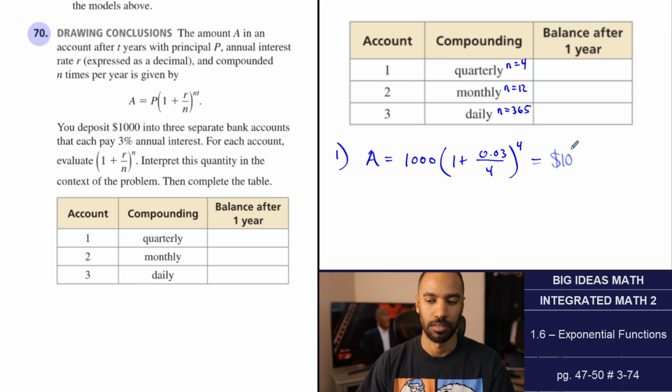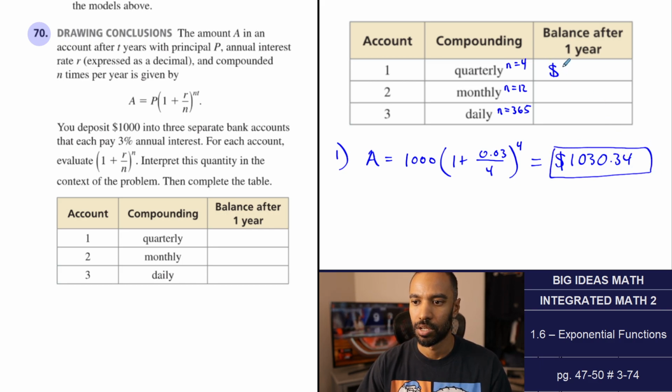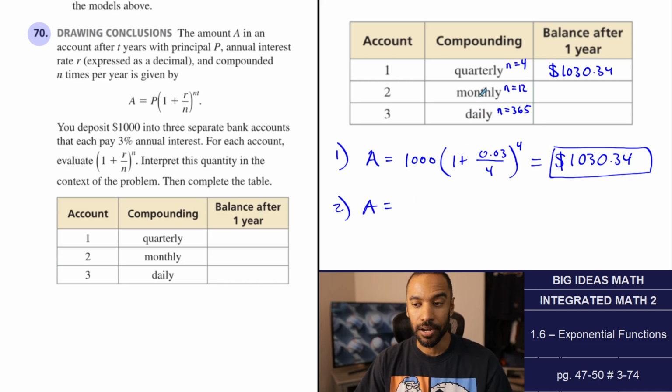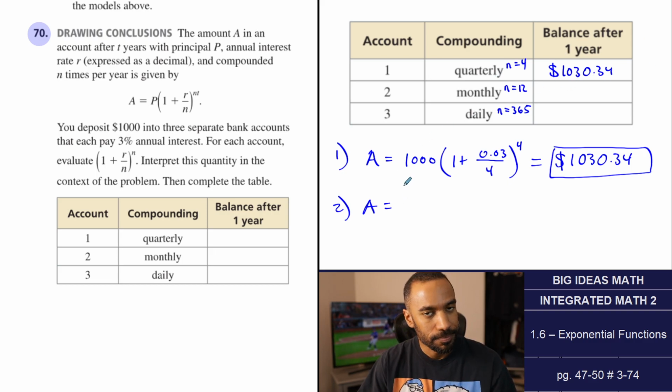$1,000. Let's do that again. $30 and 34 cents. So that's this guy. 1030.34. Now monthly should get a little more, daily should get a little more. So, not much. And by the way, yearly would be $1,030. So 34 cents more for compounding quarterly. Not significant, right? But it depends.